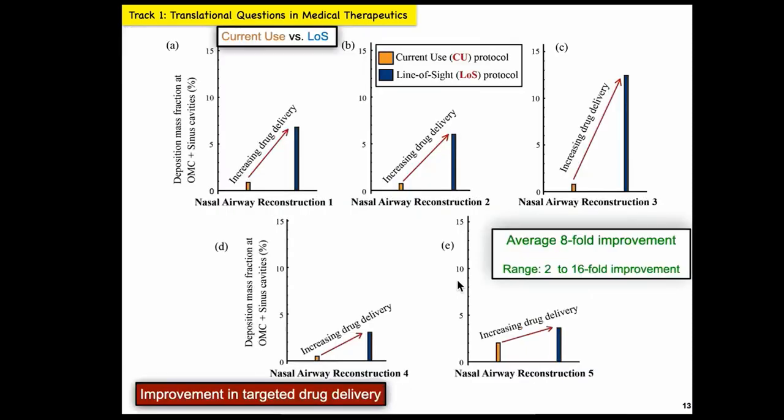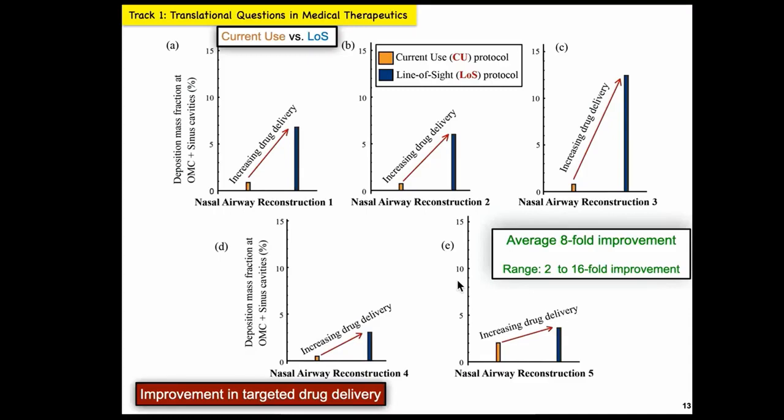So I included 4 other subjects. In total, in this study, I have 5 subjects, and in all of them, I see this improvement. The average improvement is still 8-fold, but the range of improvement is 2 to 16-folds, which is still very promising. But before we can be very sure about this improvement, we also have to validate the CFD model, because whatever we have done until now is in the computational world.